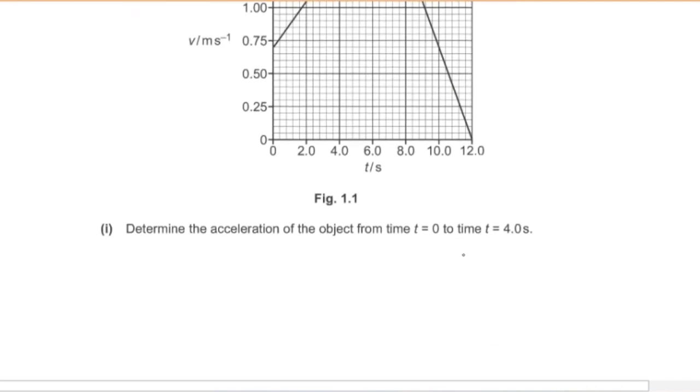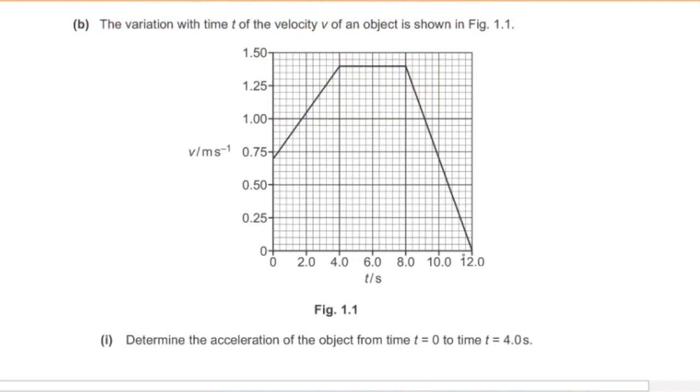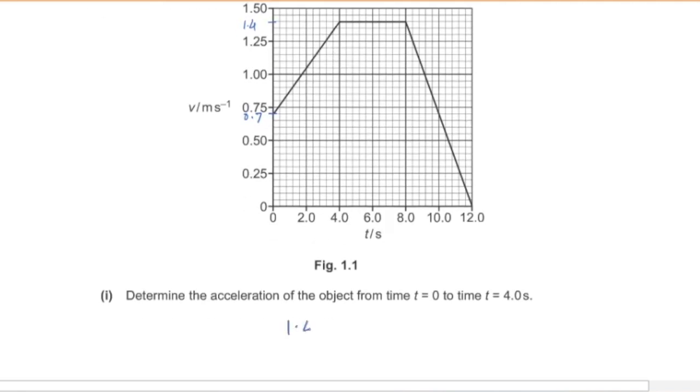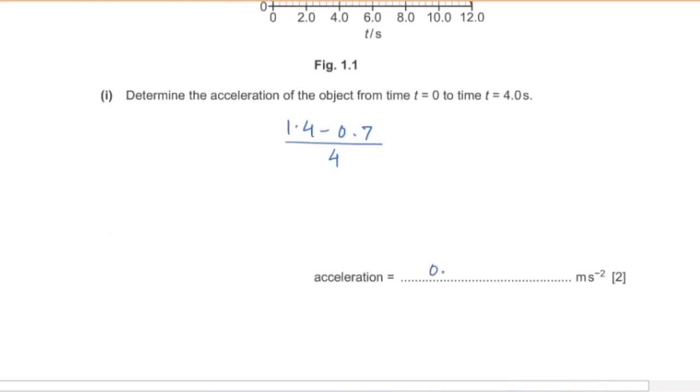Part 1, determine the acceleration of the object from time t equal to 0 to time t equal to 4 seconds. So acceleration is final velocity, which is 1.4 meters per second, minus initial velocity, which is 0.7 meters per second, divided by the time interval for this change of velocity, which is 4 seconds. So 1.4 minus 0.7 divided by 4, this is equal to 0.175 meters per second squared of acceleration in the first 4 seconds.